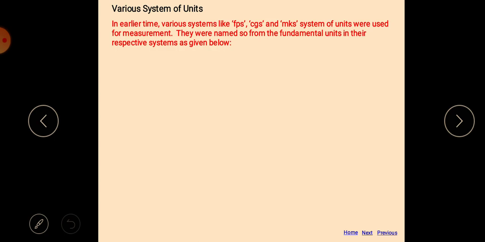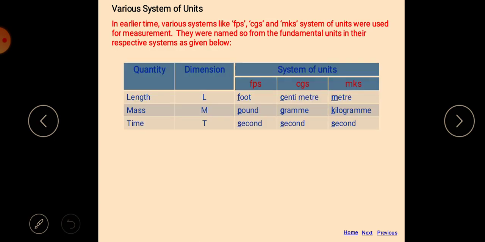What are these systems, FPS, CGS and MKS? Here are the quantities: length, mass and time. The dimensions are there; we will discuss later in this chapter what the dimensions are. Then the system of units: in FPS, length is measured in foot, mass is measured in pound and time is measured in second.